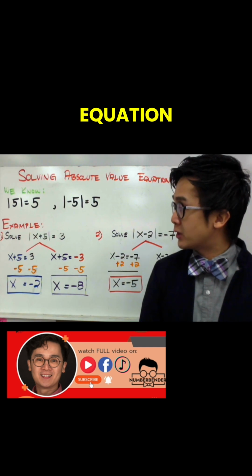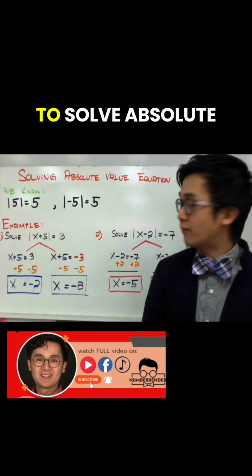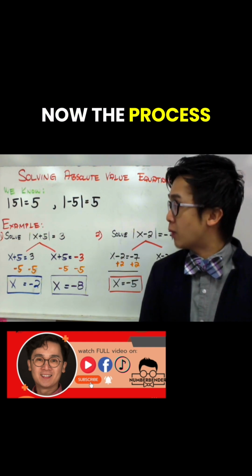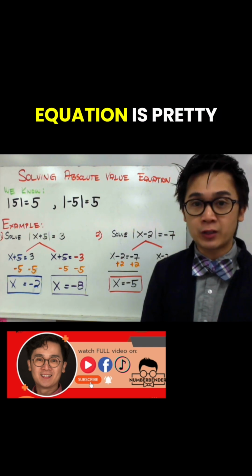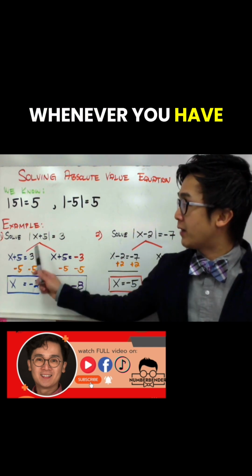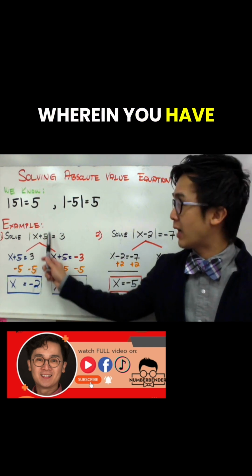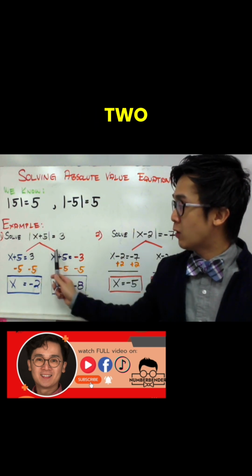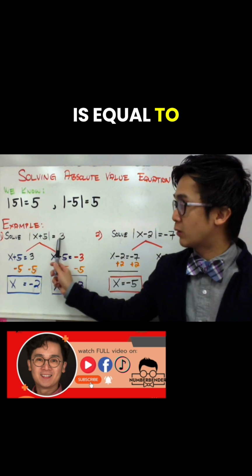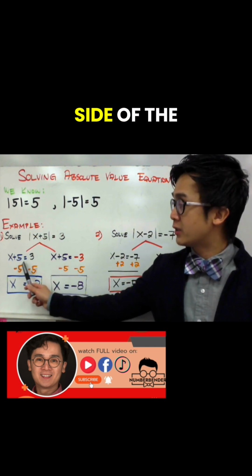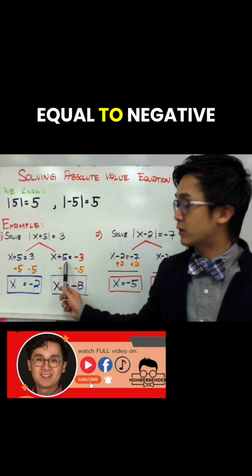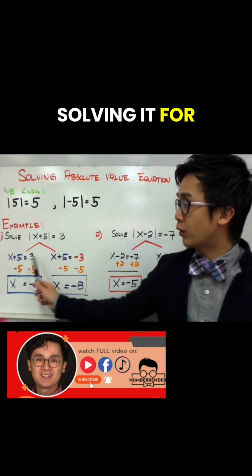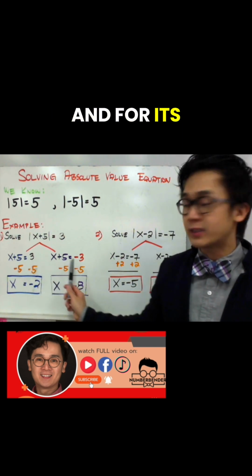Now in our equation, for example number 1, we have to solve the absolute value of x plus 5 equal to 3. The process of solving an absolute value equation is pretty simple. Whenever you have an absolute value equal to a number, you have to split it into two: x plus 5 is equal to positive 3, and the other equation will be x plus 5 equal to negative 3. So you need to make sure that you are solving it for the positive number and for its opposite.